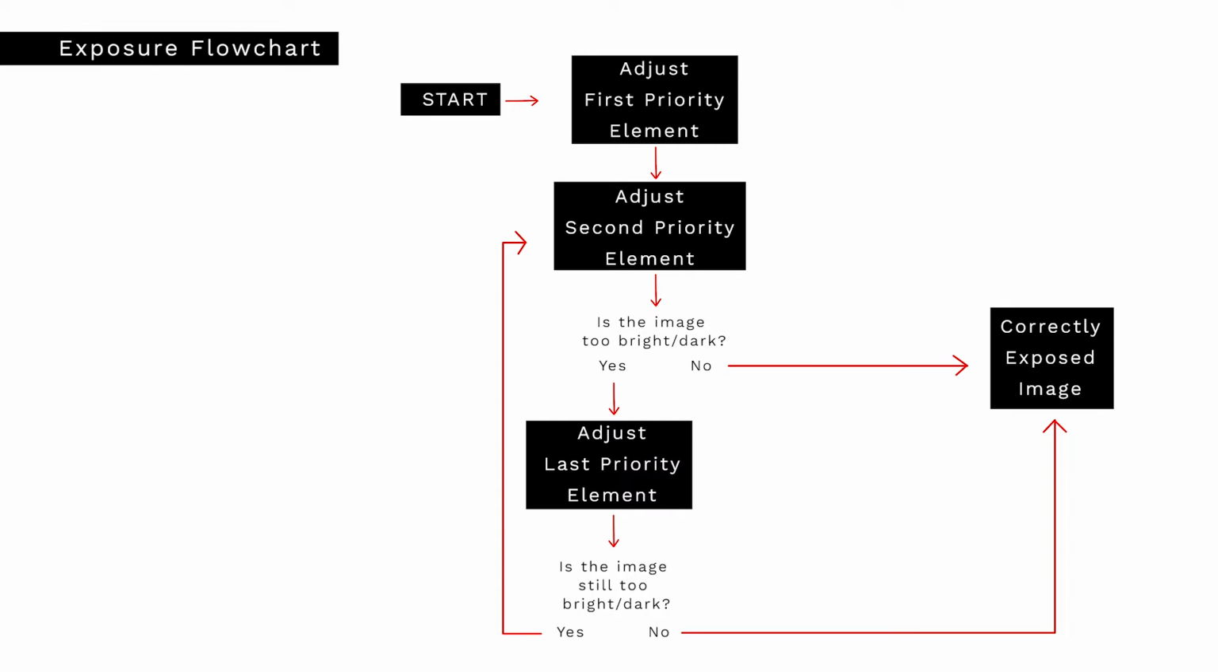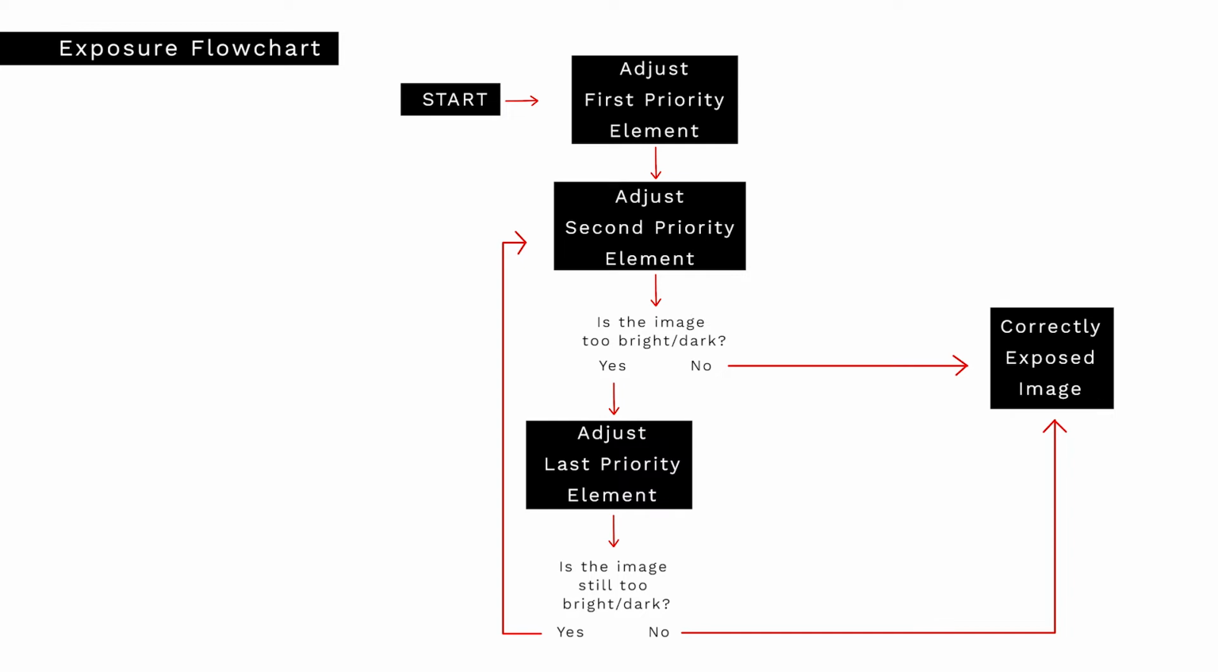From there, we can start working with the other two elements. Out of the remaining two elements, it's a good idea to identify which one you would prefer to be a higher priority than the other. Once you have decided, the element with the lowest priority will be your main adjustment setting for correct exposure, and the higher prioritized element becomes your backup adjustment setting.